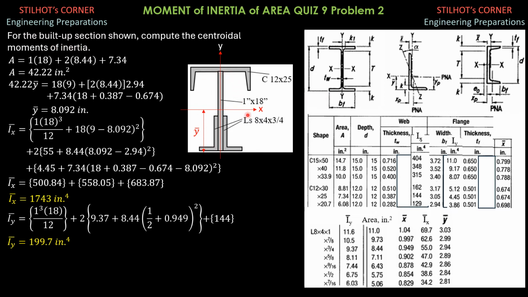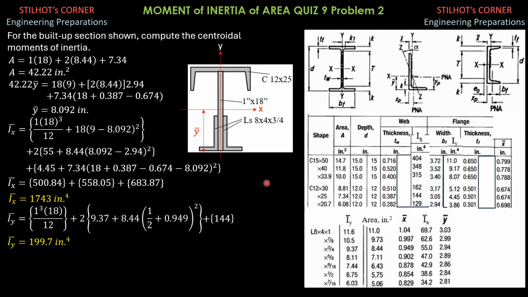So this is the built-up section, and we have labeled it there. We have a rectangular plate, 1 inch by 18 inches. Then at the lower portion we have two angles of 8 by 4 by 3/4 inch thick, 8 inches long leg, 4 inches short leg, and the orientation is this. And we have a channel also, which is oriented in this manner.